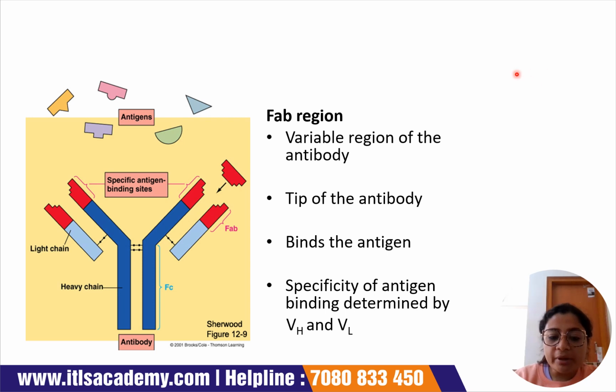Now again talking about the FAB region, it is the variable region of the antibody and it is the tip of the antibody, the uppermost part. And obviously it will bind to the antigen, that is already in the name, antigen binding part. The specificity of antigen binding is determined by the VH and the VL, meaning the variable region of the heavy chain and the light chain.